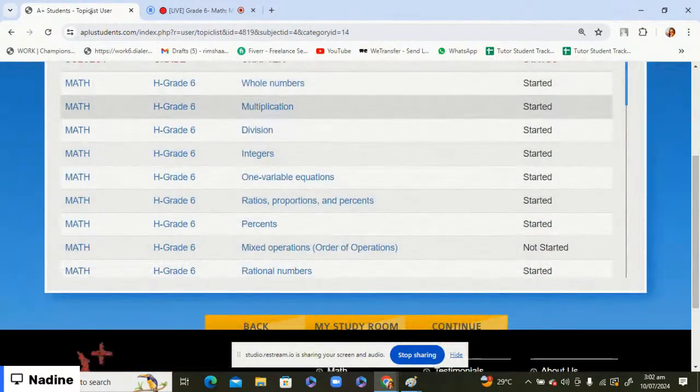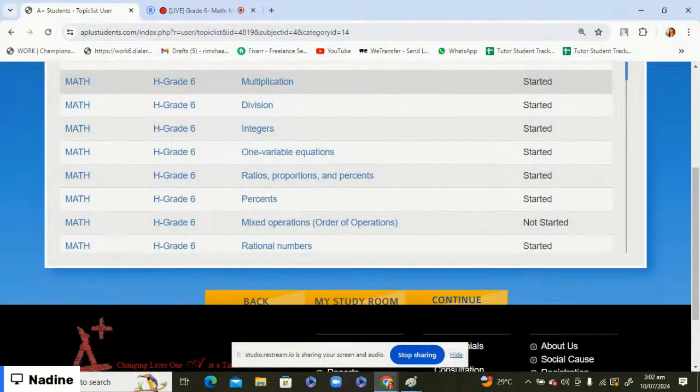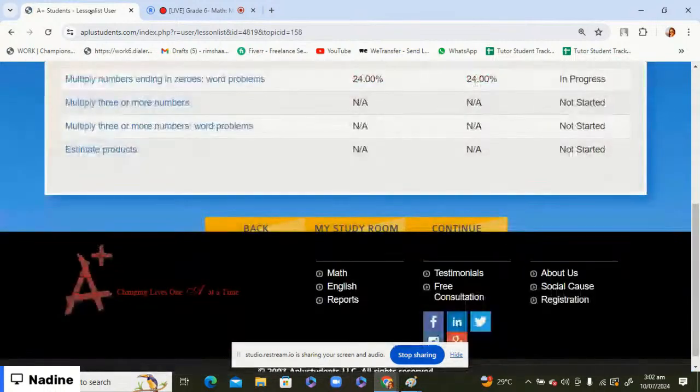So first today we discuss the multiplication. Only two chapters are left. That's why firstly we covered that one and then we go to the next chapter that is division. Okay, so here is multiply three or more numbers.